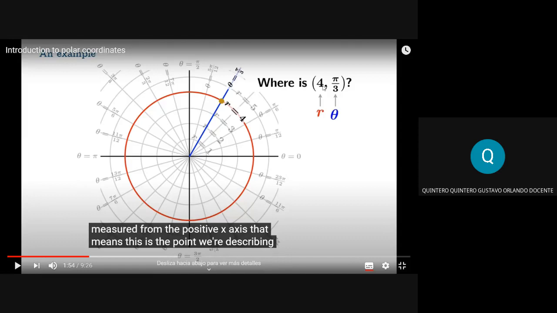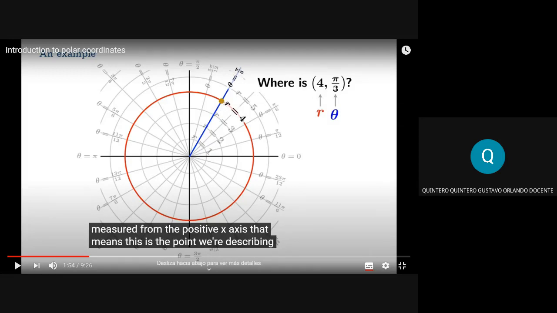How did you find this 4? Using a ruler. You center it at 0, and you measure 4. There you go, over here. Now, this 4 can be in this direction, or this direction, or in many directions. So the exact point that we're looking for is given by this theta, pi over 3. In this case, pi over 3 is exactly here.